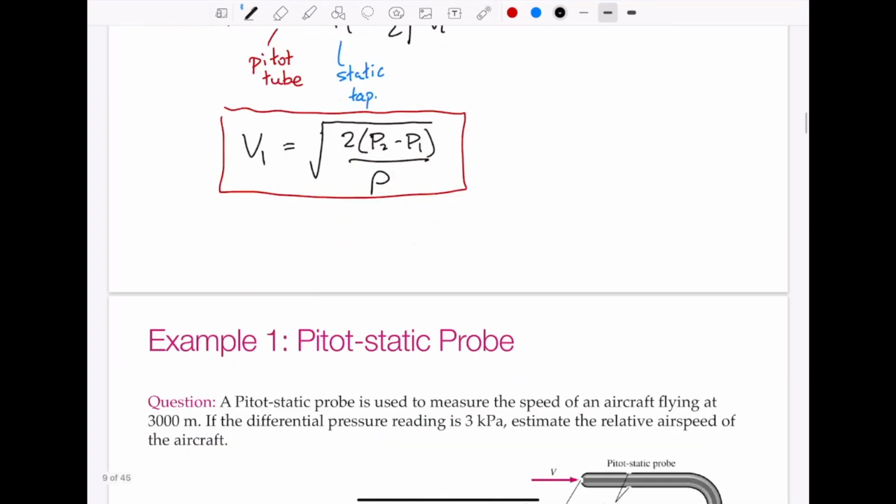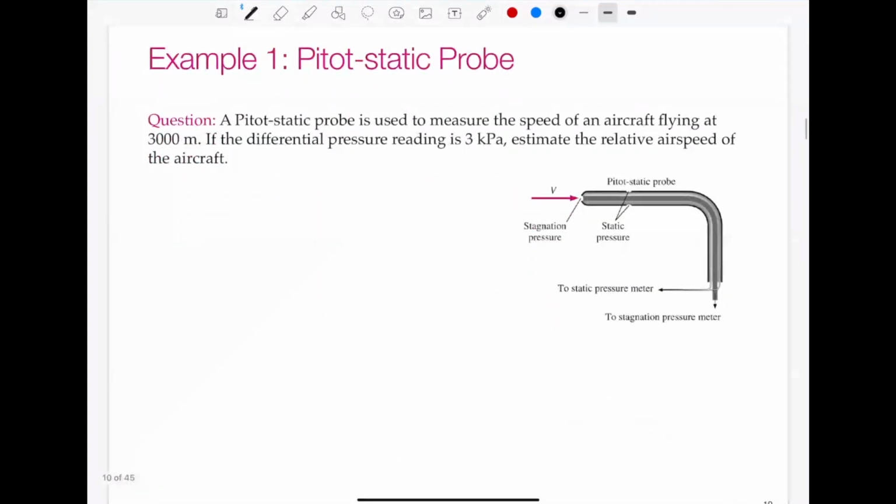So let's do an example with a pitot tube or pitot-static probe in an aircraft. In this question, a pitot-static probe is used to measure the speed of an aircraft flying at 3,000 meters. If the differential pressure reading is 3 kilopascals, estimate the relative airspeed of the aircraft. First, let's write down our assumptions. What are some assumptions we need to use in order to use Bernoulli's equation for this flow? What are some things that might pop out at us?